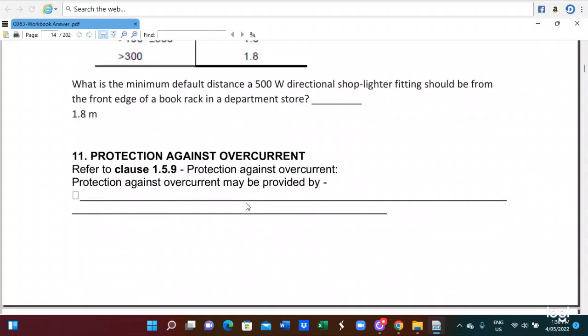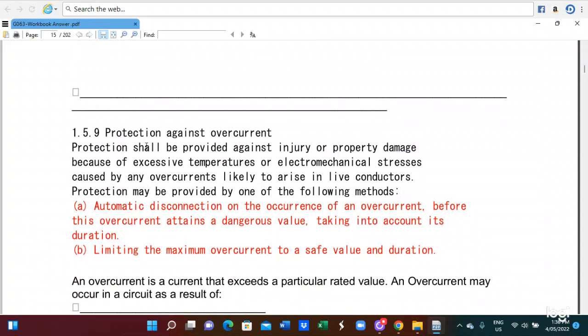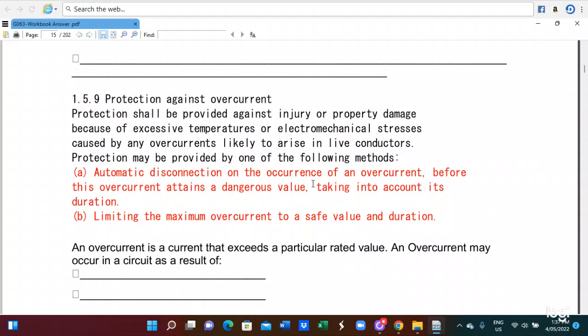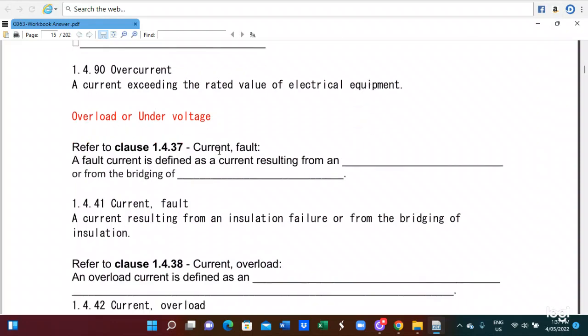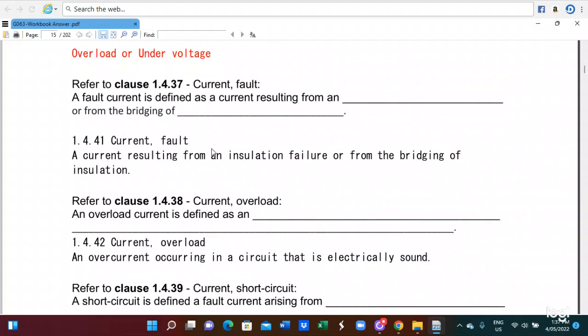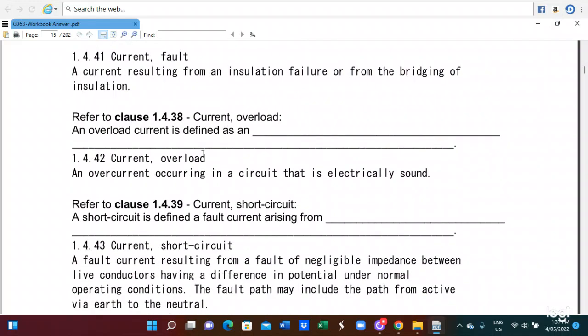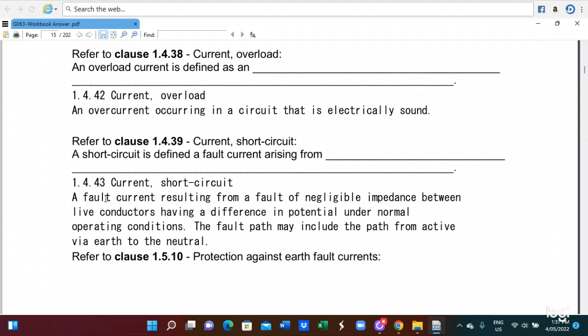Protection against overcurrents, you have to refer to clause 1.5.9, protection against overcurrent. So this clause 1.5.9 is protection against overcurrents. Also 1.4.90 is overcurrent. What is the meaning of overcurrent and overload? You can see the definitions in AS/NZS 3000 1.4.37, 1.4.41, 1.4.42. And also 1.4.39 short circuit current, fault current definition. 1.4.43 is overcurrent and short circuit current definition.